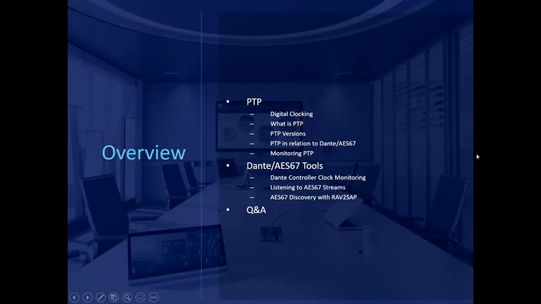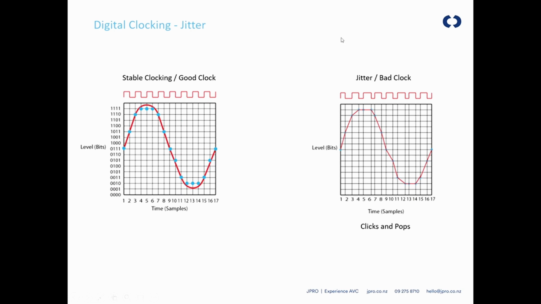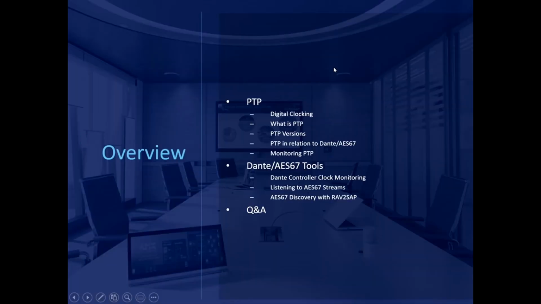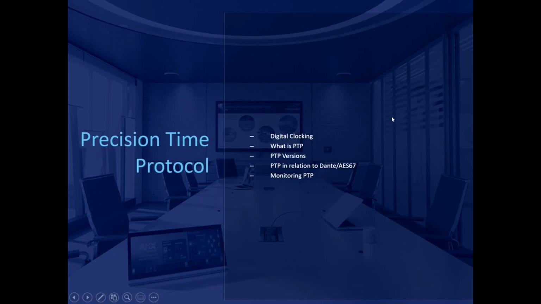these are the topics we're going to cover today. Digital clocking, what is PTP, PTP versions, PTP in relation to Dante and AES67, monitoring PTP, then some tools that I found useful. So Dante Controller, clock monitoring, listen to AES67 streams and AES67 discovery with RAV2 SAP. So we're going to cover quite a few little things, fairly interesting stuff. I hope you find these topics really interesting. I'm looking forward to some Q&A when they come up, but we'll go through it.